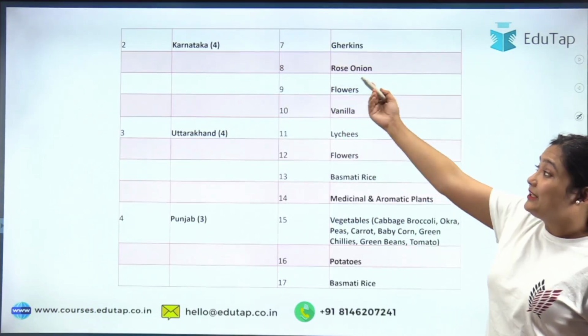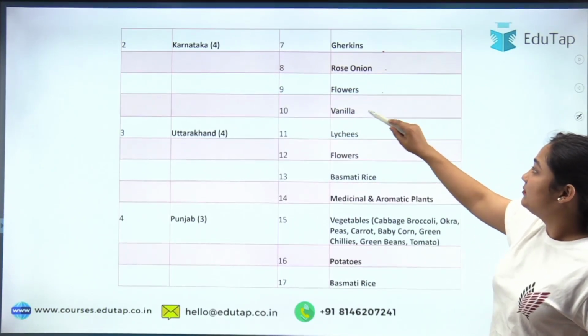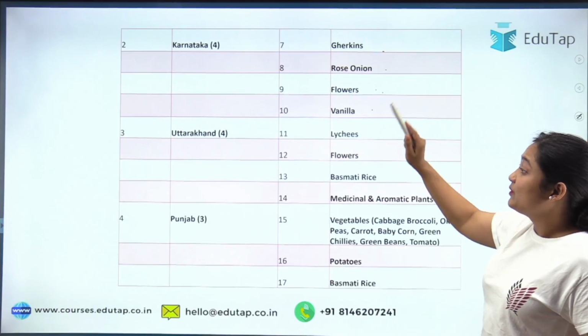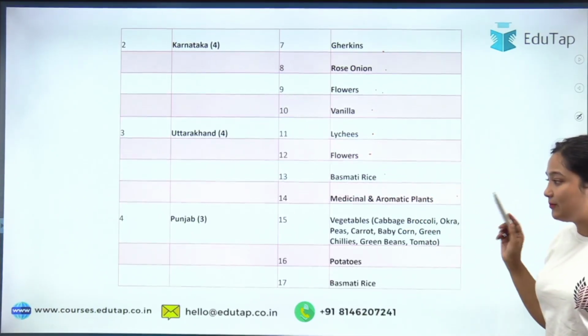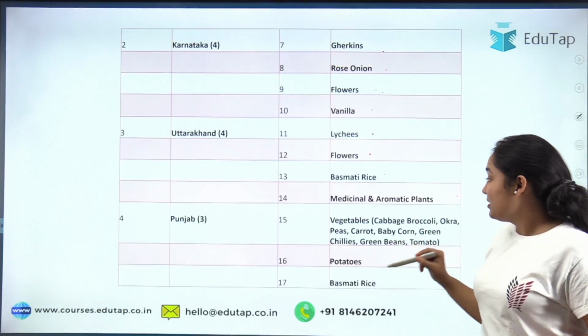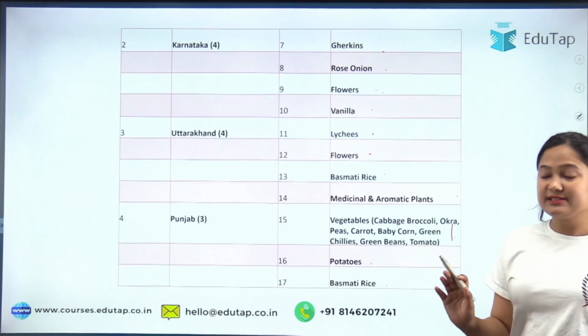Talking about Karnataka, there are 4 AEZ zones for gherkin, rose, onion, flower and vanilla. Talking about Uttarakhand, lychees, flower, basmati rice and medicinal aromatic plants are there. Talking about Punjab, vegetables are there. You can see all the vegetables, potatoes and basmati rice are there.